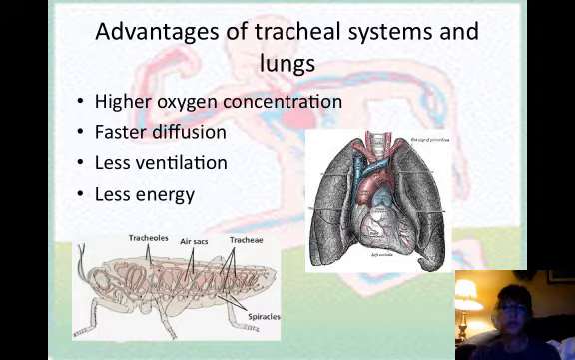The advantages of tracheal systems and lungs: Air has a higher concentration of oxygen. Oxygen and CO2 diffuse faster in air than in water. Respiratory surfaces in air don't have to be ventilated as thoroughly as gills. Less energy is needed because air is lighter and easier to pump than water, and less volume is needed to get equal amounts of oxygen.